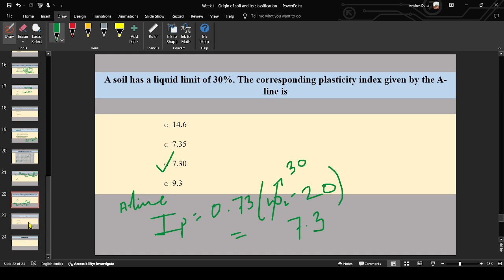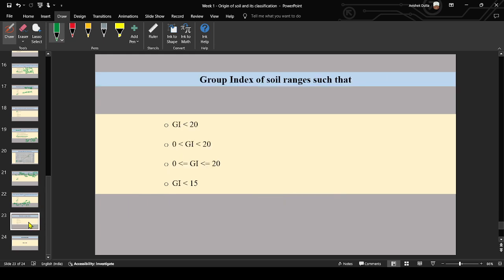Now the last question: group index of soil ranges such that... Group index is another classification system that has been mentioned by the HRB, Highway Research Board. In group index, we also take into consideration the particle size and the plasticity properties, that is liquid limit and plasticity index. So I'll just write the general formula of group index.